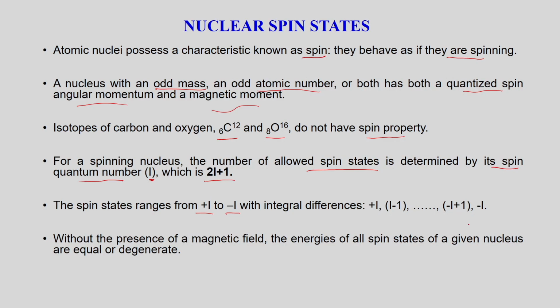Without the presence of magnetic field, the energies of all spin states of a given nuclei are equal or degenerate. It means you have nuclear spin states at rest also without magnetic field, but these plus or minus spin states are lying very close to each other. So, we can say they are almost of equal energy. So, they are equal or degenerate, means they are very similar to each other. Physically they are very similar to each other without the presence of magnetic field.